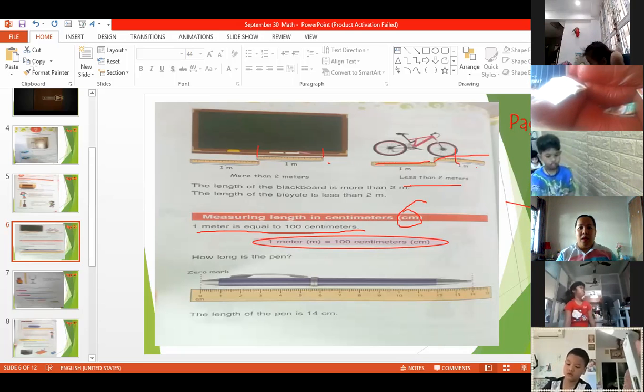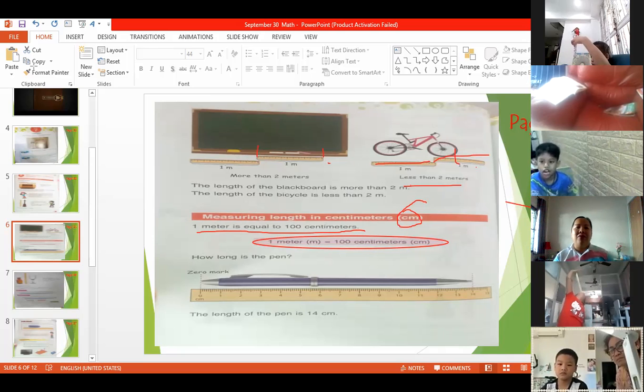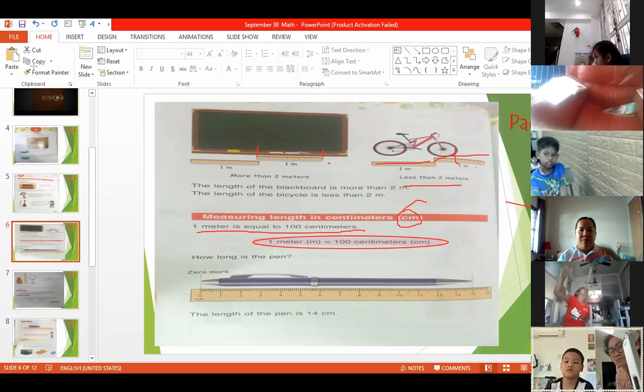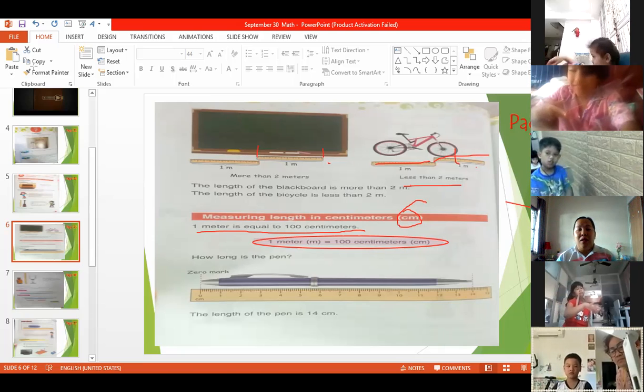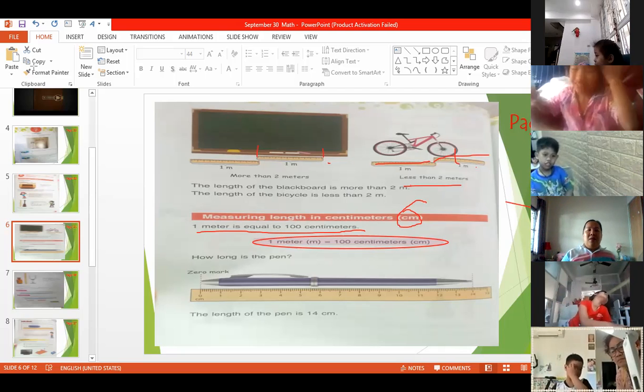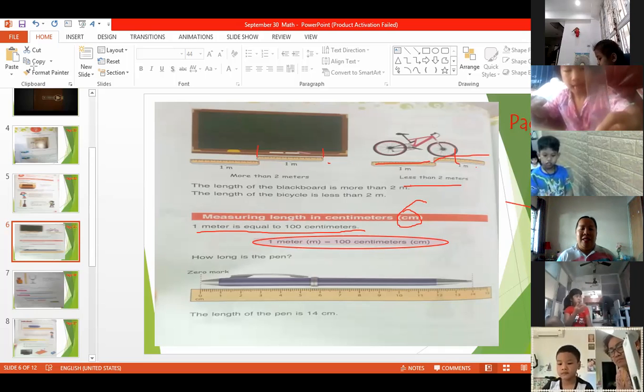Okay, so is everyone ready? Those who don't have one, later on, just listen. Later on, you can ask your mom to buy a ruler for you, okay? So if you don't have one, you can listen. Even if your ruler is broken, it's still usable. Or just any paper or ruler, that's okay. You can still use it.